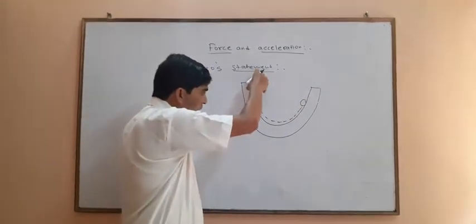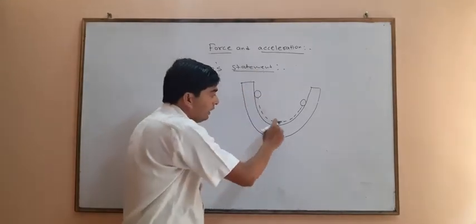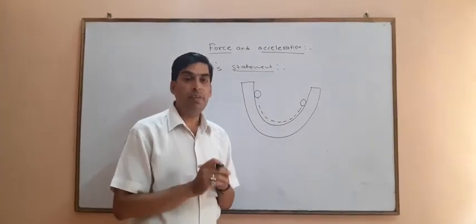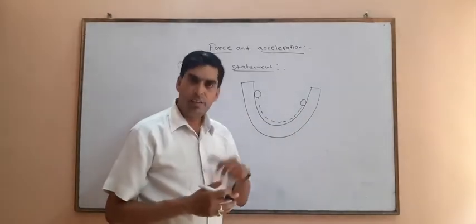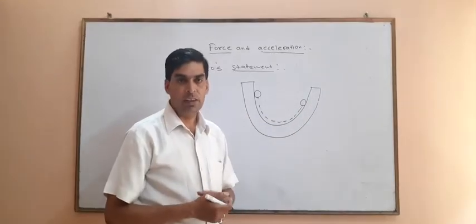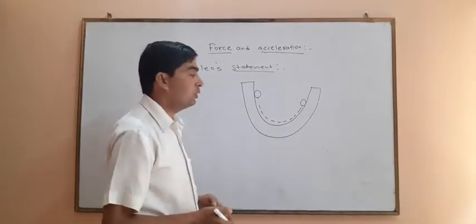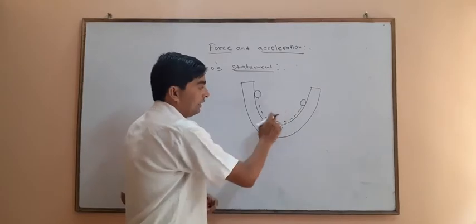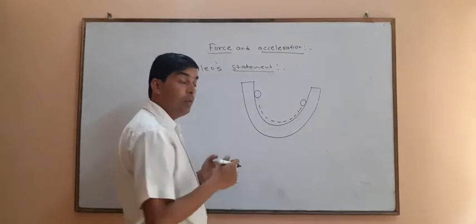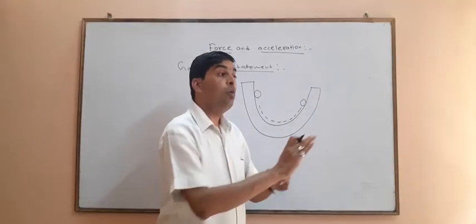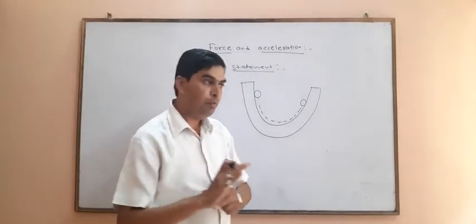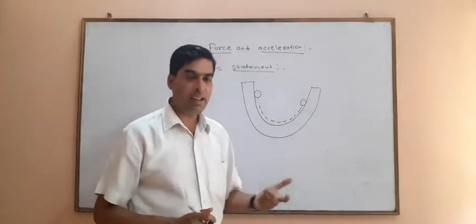If this ball will race, the ball will try to attain the same height from where it has left, if it's a U shape or such a pattern. First condition. Second condition, he has told if this surface is inclined a little, that means this angle is changed. So what will happen? The ball will cover a little more distance to attain the same height.